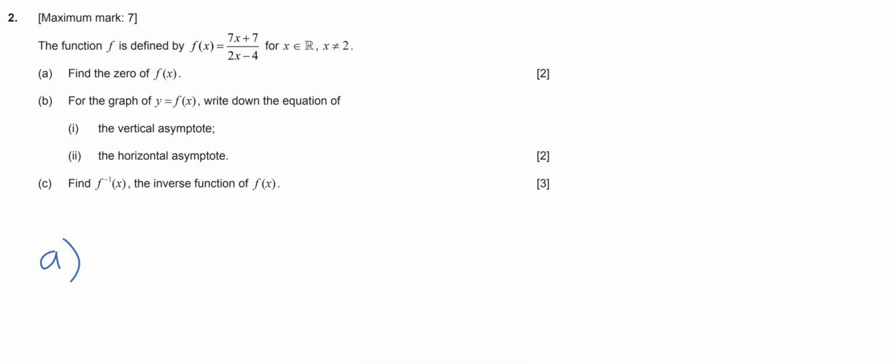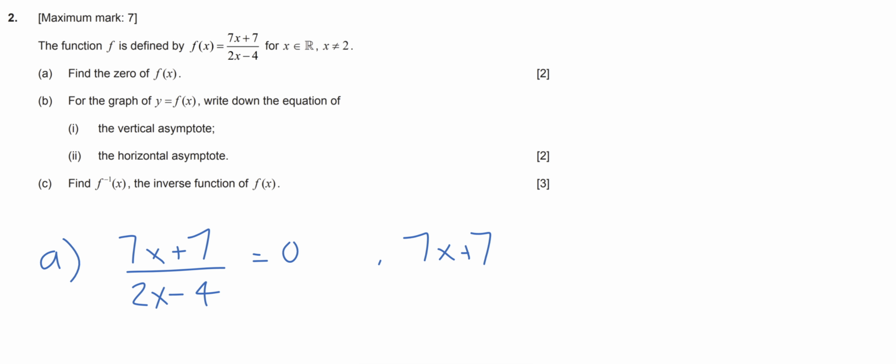So at the zero of f of x, that means that f of x equals 0. So you're just solving 7x plus 7 over 2x minus 4 equals 0. The bottom of a fraction cannot equal 0, so you're just solving 7x plus 7 equals 0. 7x equals minus 7, so x equals minus 1.